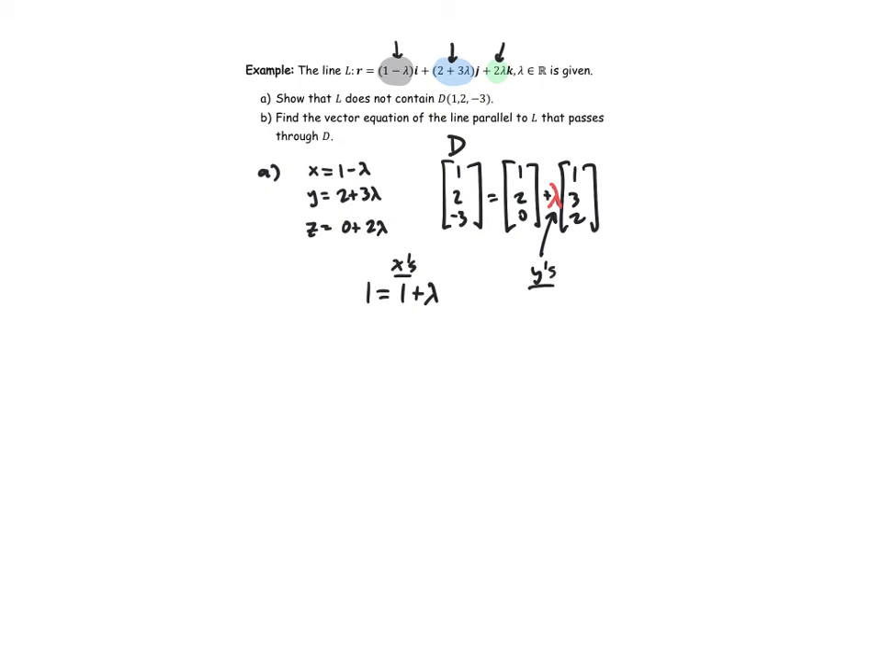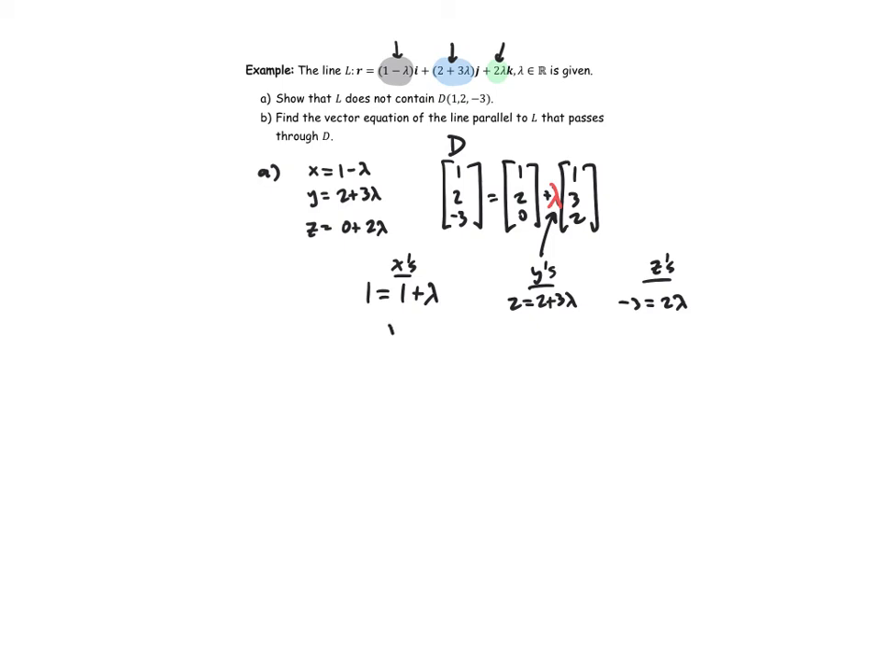For my y's, I'm going to set 2 equal to 2 plus 3 lambda. And for my z's, I'm going to set negative 3 equal to 0 plus 2 lambda. And I'm going to solve for lambda. If they all come out to be the same, D is contained in L.